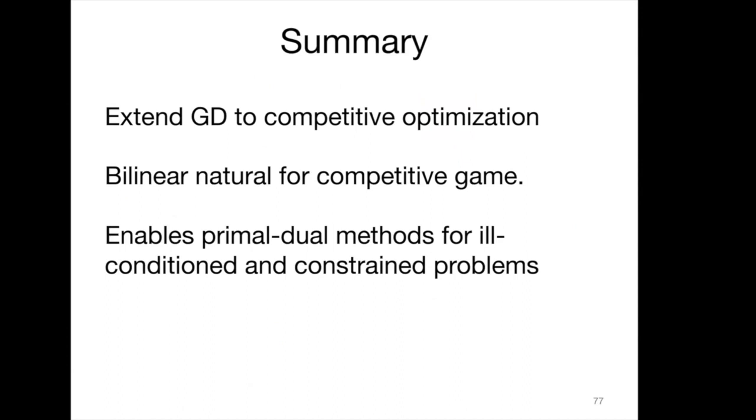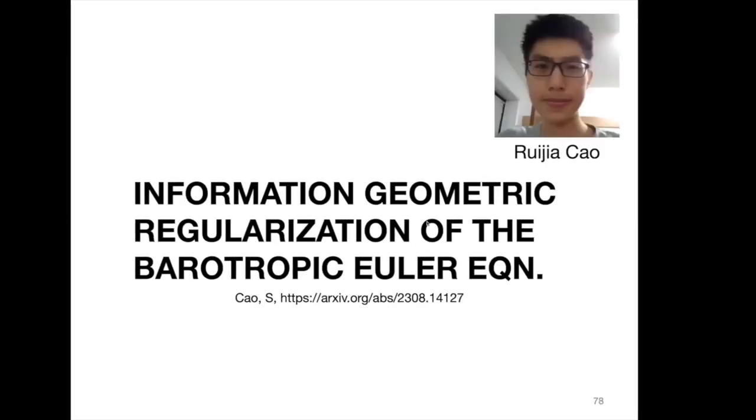And now, for the last 15 minutes, I want to give a brief overview of one last way in which ideas from statistical inference and scientific computing come together, which is the information geometric regularization of the barotropic Euler equation. So again, this is a change of scenery.